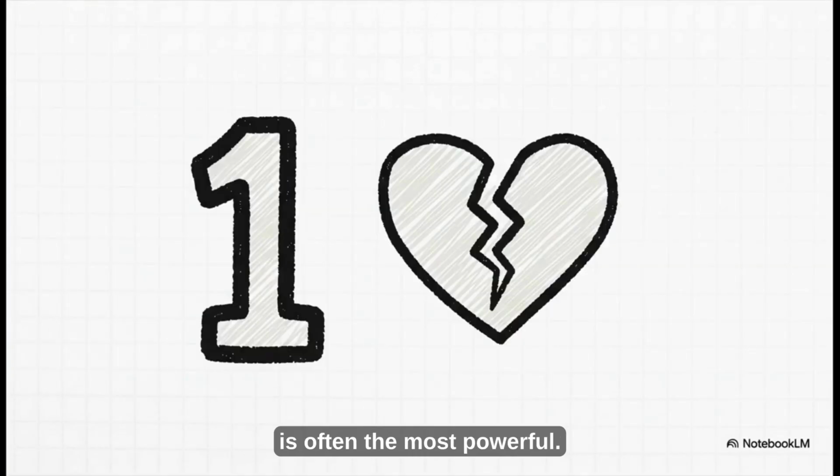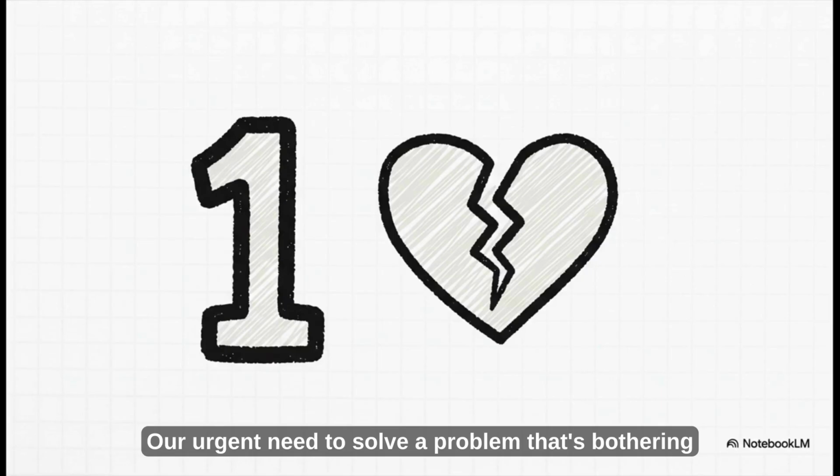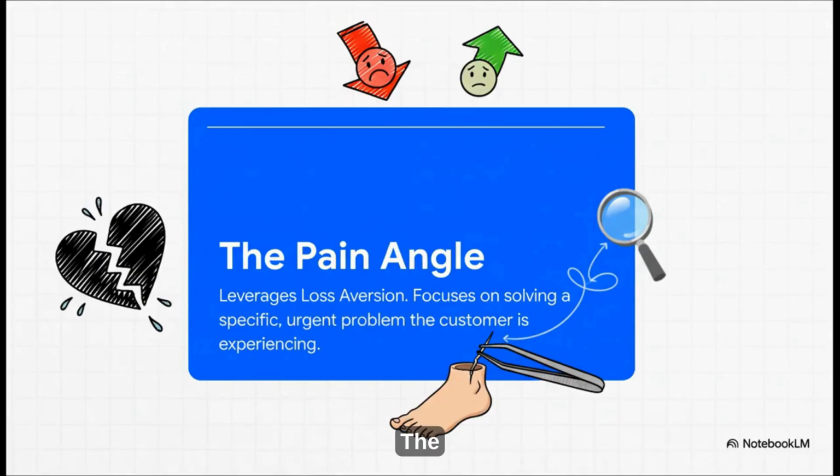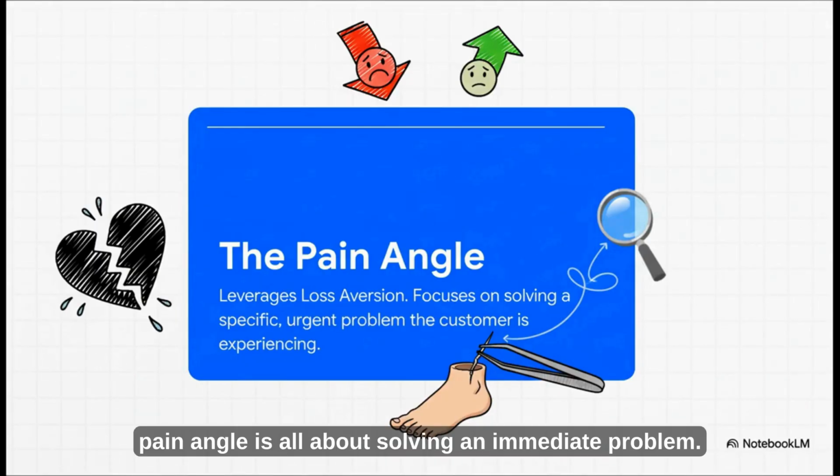The first pillar is often the most powerful. It taps into our most primal instincts, our urgent need to solve a problem that's bothering us right now. It's all about pain. The pain angle is all about solving an immediate problem.